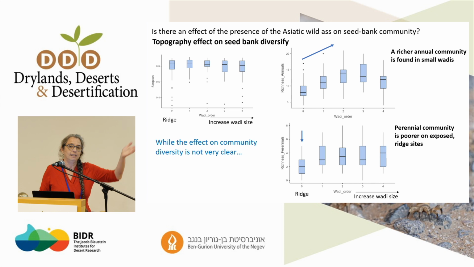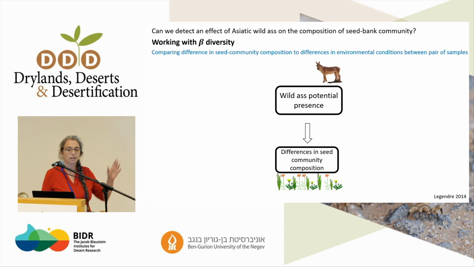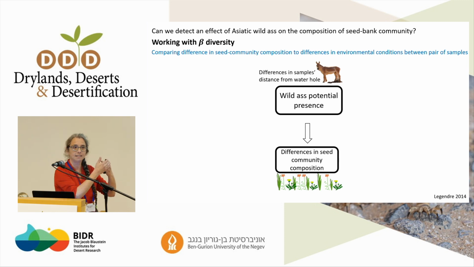You can then say, okay, it's not about diversity, it's about species composition, right? So this is what we did next. We looked at the species composition. In this case, we were focusing on the beta diversity, so the turnover, the change in species composition between every pair of samples, every two samples that we take, and what is the change in the identity of the species that we find there. We focused again on the differences in the position, in where each of those samples were in relation to the water hole. This was the major question that we asked.